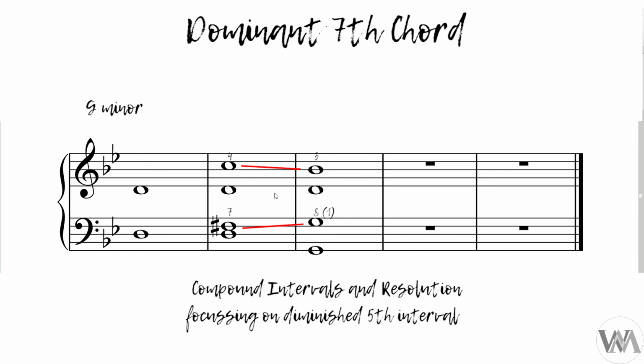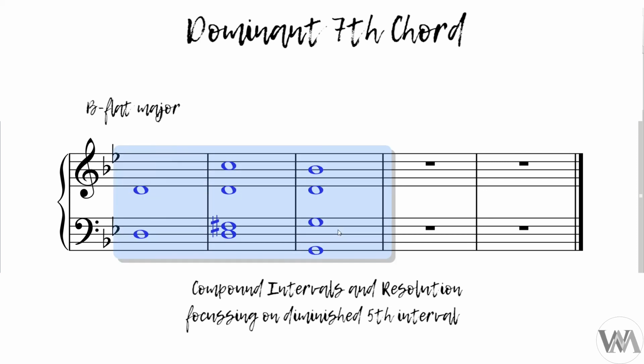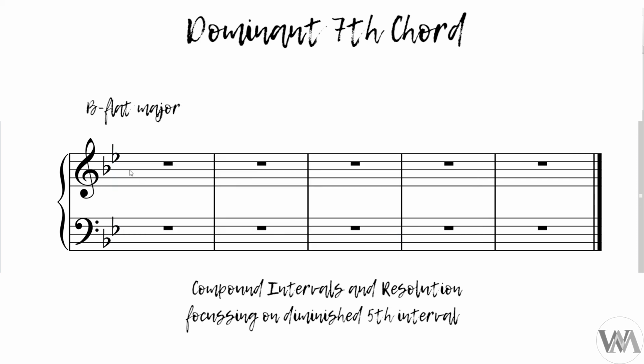Let's do one final example. Let's take B flat major. So there we have B flat major. So the relative major of G minor will be B flat major. So let's use the relative major to show.